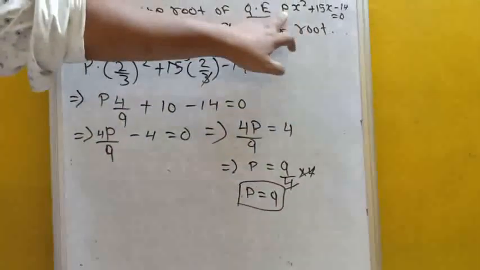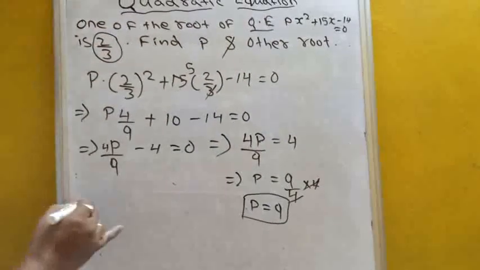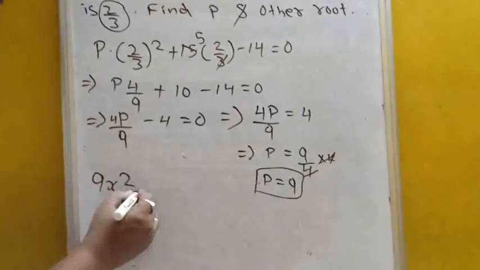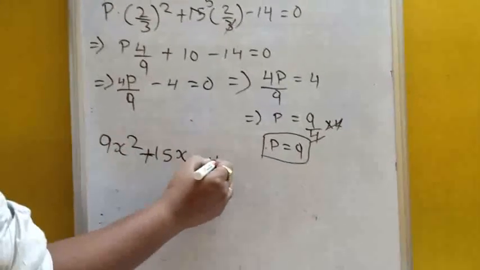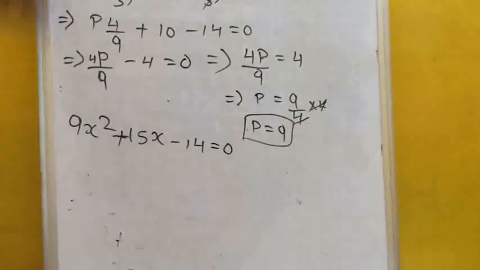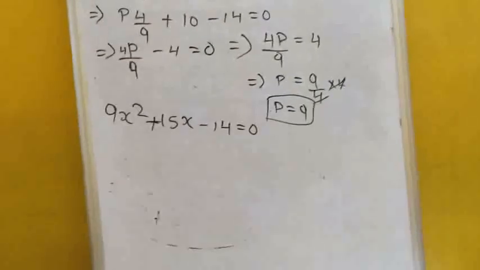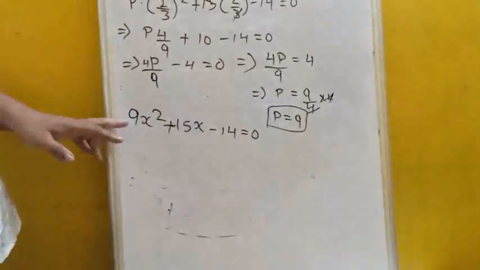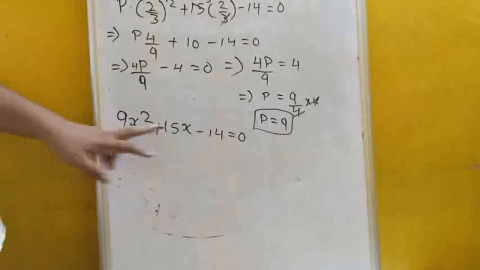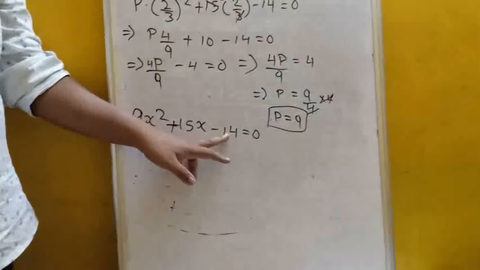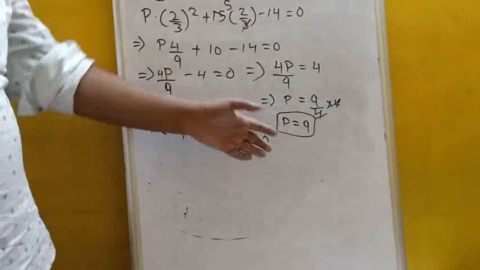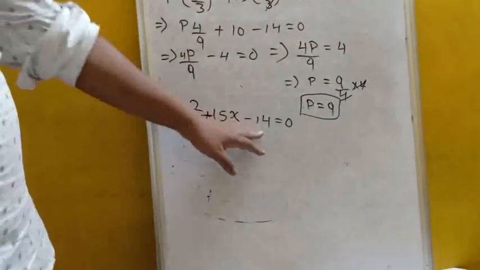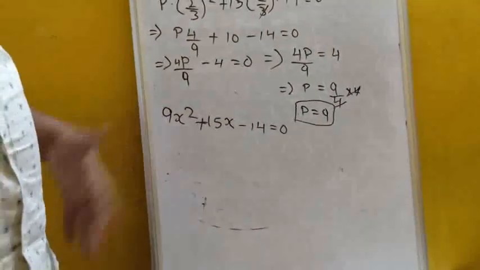First you put this original value here, 9x square plus 15x minus 14 equals 0. After that you split this one. How can you split? You know already. First you have to multiply 9 into 14. How much is 9 into 14? 14 nines are 126, or you take out the LCM of these two and after that you split.